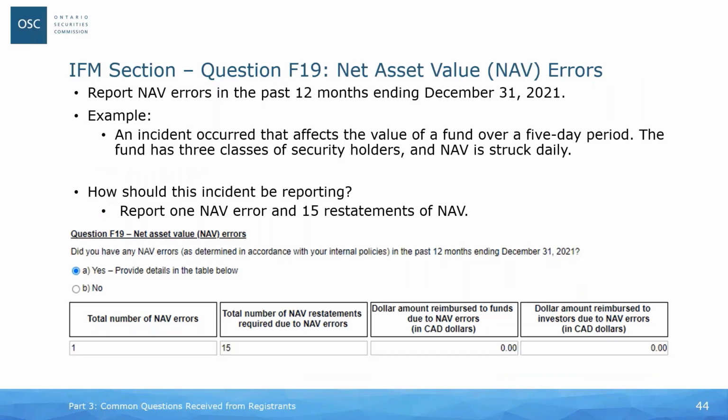Question F19 asks the firm to report net asset value errors which have occurred in the past 12 months ending December 31st, 2021. So here is an example. An incident occurred that affects the value of a fund over a 5-day period. The fund has 3 classes of security holders and the NAV is struck daily. The firm would report 1 NAV error and 15 restatements of NAV, along with any amount reimbursed to the investors and any amount reimbursed to the funds.